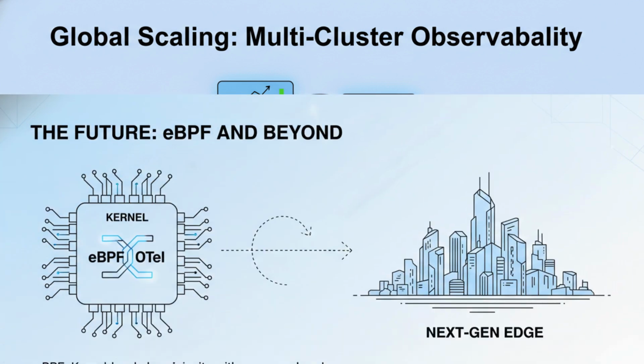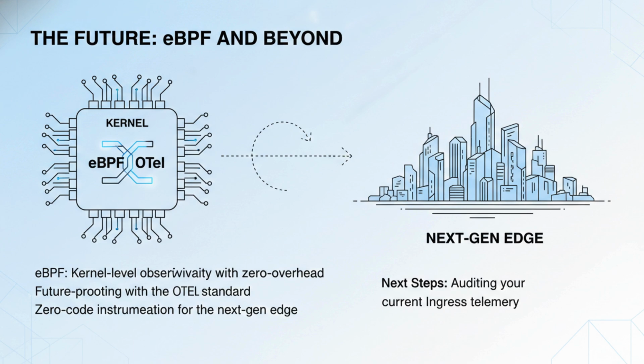As we look to the future, the integration of OpenTelemetry and eBPF is set to revolutionize edge observability even further. eBPF allows us to capture telemetry directly from the Linux kernel, bypassing the overhead of user space modules entirely. This means we can gain ingress-level insights with even lower overhead and zero code changes to the controller itself. For senior architects, the strategy should be to adopt the OpenTelemetry standard today, as it is the foundation that these future technologies will build upon.